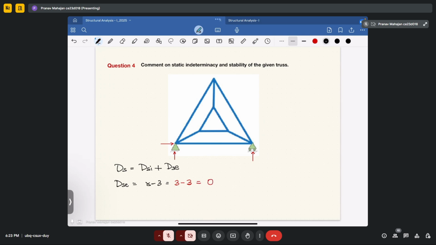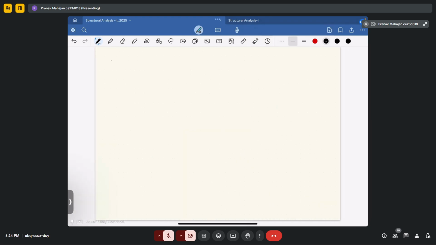Now talking about internal indeterminacy, your dsi will be equal to m plus r minus 2j. That will become, how many members are here? 1, 2, 3, 4, 5, 6, 7, 8, and 9. So total 9 members are there, plus 3 for reactions minus 2 into the number of joints. So joints here are 1, 2, 3, 4, 5, and 6. So total 6 joints are there. That will become 12 minus 12 equal to 0. That means your ds will be equal to dsi plus dse. That will become 0 and 0 equal to 0.